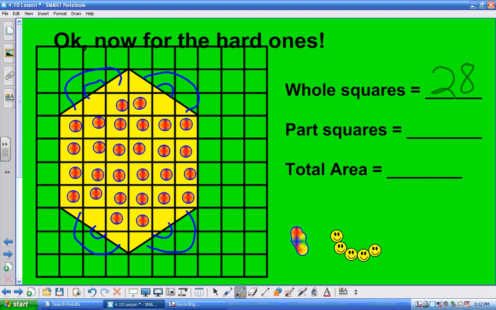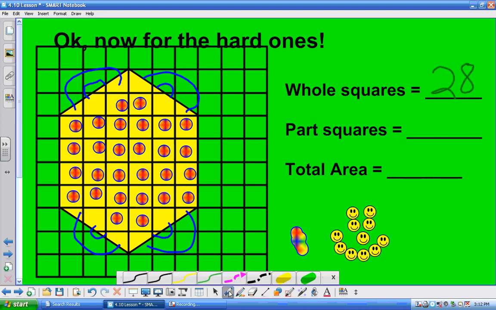All right, so you've got to give me the numbers. How many part pairs did you come up with? Just keep trying. How many part pairs? Count. Just count two. 2, 4, 5, 6, 7, 8. Okay, 8. So part squares, 8.